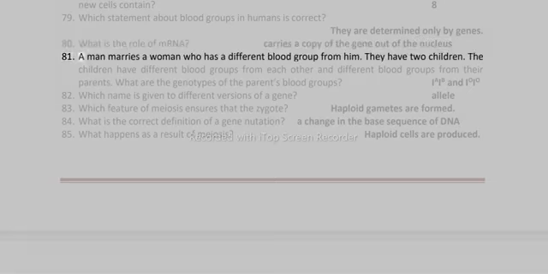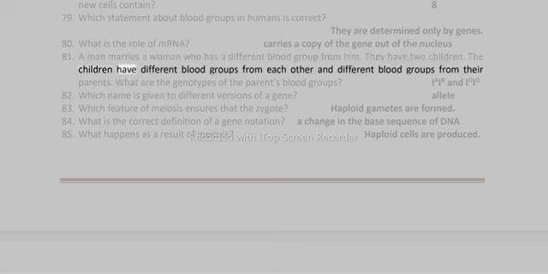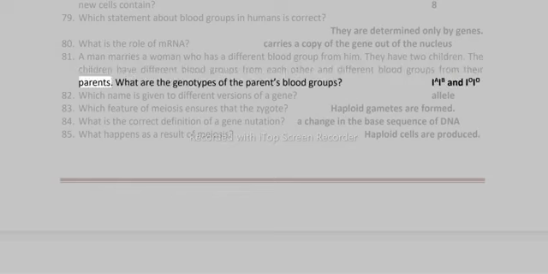81. A man marries a woman who has a different blood group from him. They have 2 children. The children have different blood groups from each other and different blood groups from their parents. What are the genotypes of the parents' blood groups? IA, IB and IO.